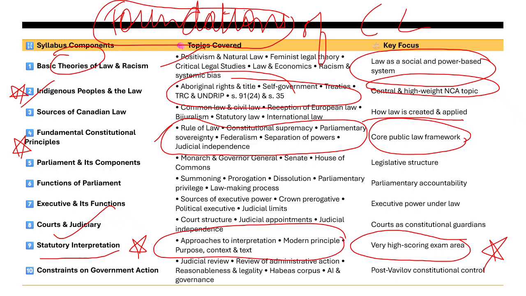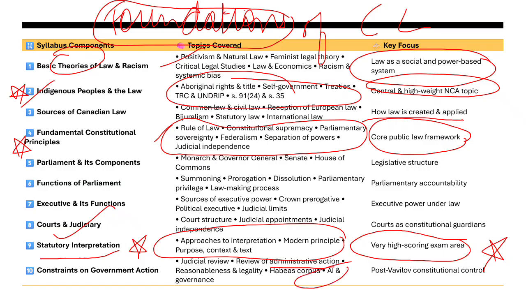Last is constraints on government action. So if government is taking some action and you feel that that is against your constitutional law or that hasn't come up properly through proper channels, you always have an option of judicial review. So through the judiciary, you can get it reviewed. You can question that. So review of administrative action, reasonableness, legality, habeas corpus, AI and governance, how this works. And in today's world, this topic is very important.